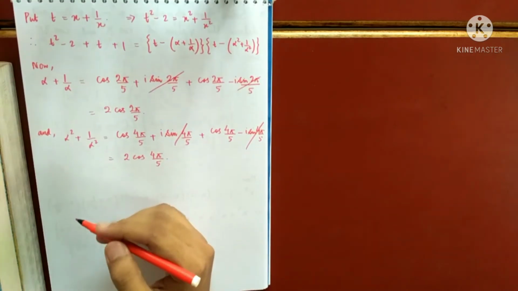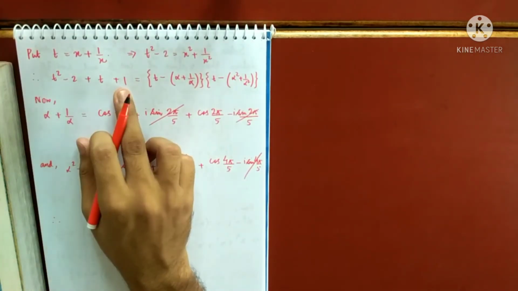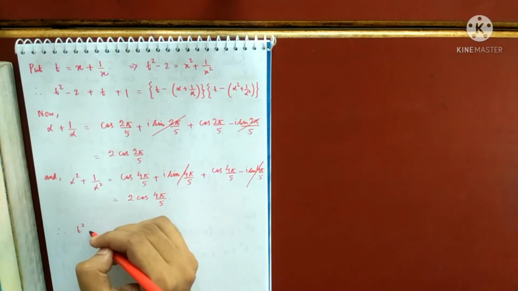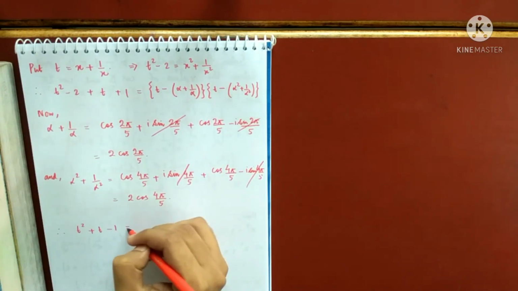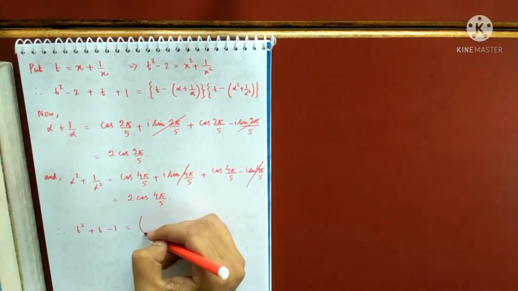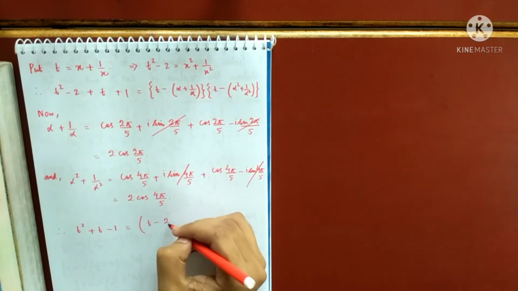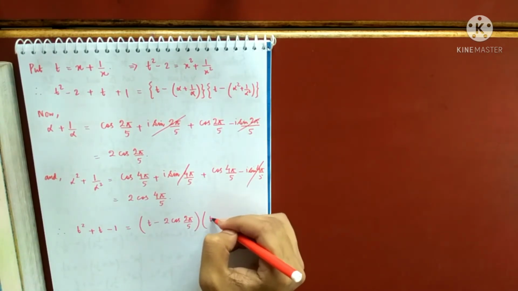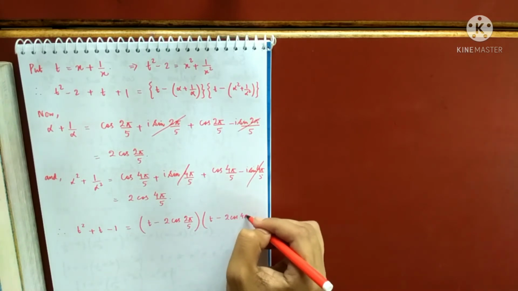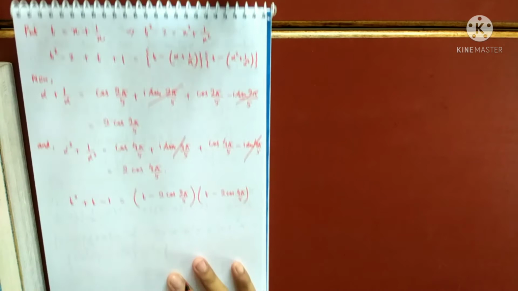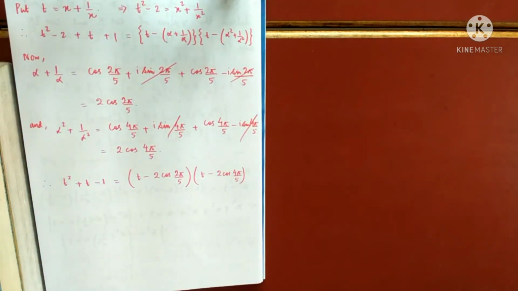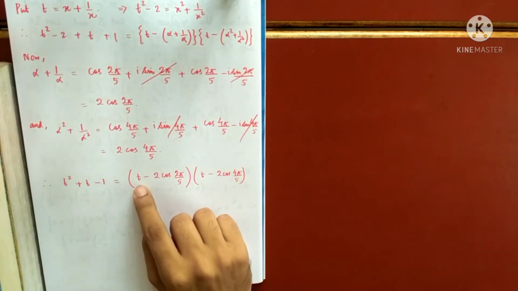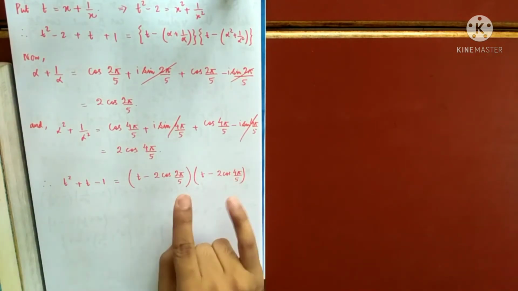Okay. So therefore I'll just put here things. So this is t square plus t minus 1 equals to, the right hand side now becomes t minus this number 2 cos and t minus 2 cos. Okay, so I have this thing. Now what is meant by this? This can be factorized in the form t minus something, t minus something.